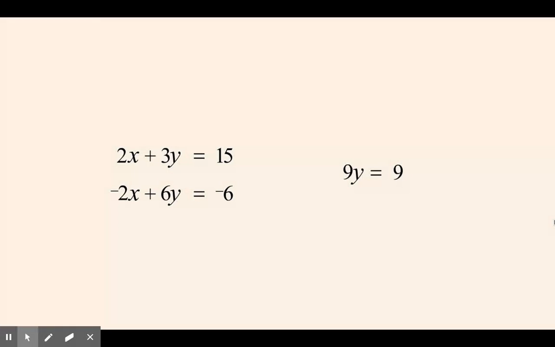This gives us 9y equals 9. And dividing both sides by 9, we get y equals 9 over 9, or y equals 1. The value of y in either equation can then be set to 1, and the equation solved for x. Since both equations appear equally difficult, we will arbitrarily choose the top equation.